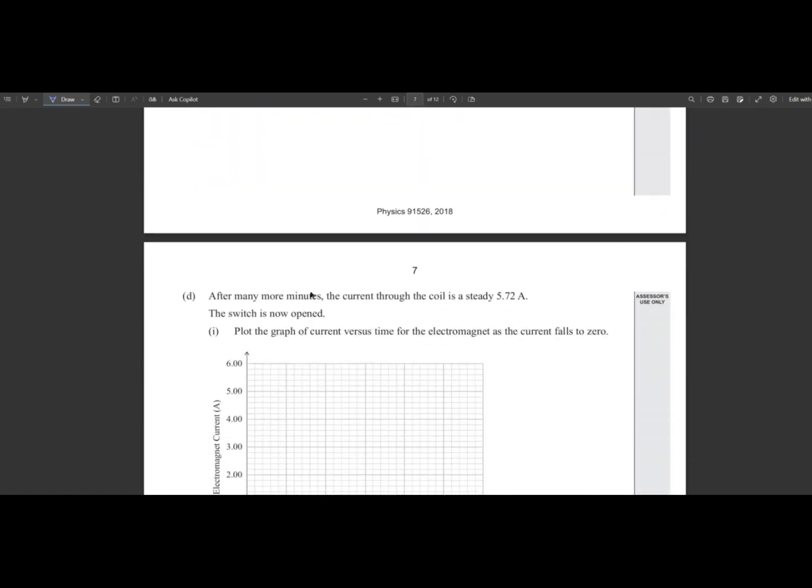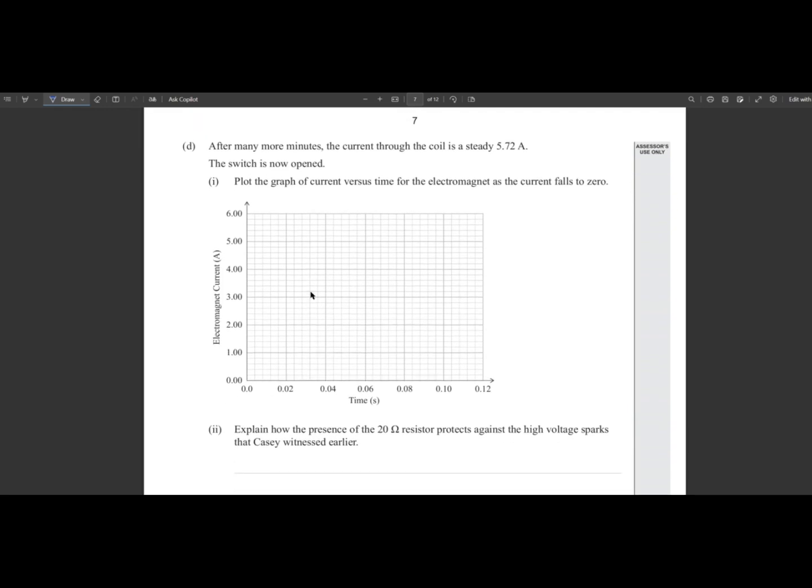Yeah, sweet. Okay. Another graph question? Damn. All right.